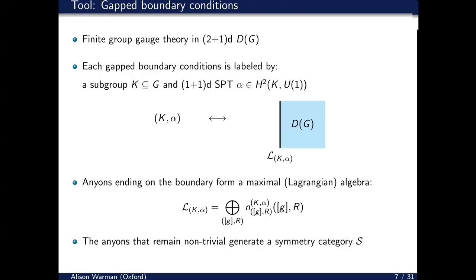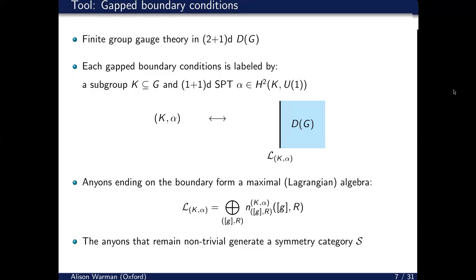Now, an important tool, both for the symmetry properties of phases and for the quantum information applications, is that of gapped boundary conditions. As I said, for this talk, we will focus on TQFTs for finite group G. And in this case, the boundary conditions are simply labeled by a subgroup, K, and a 1+1D SPT. So remember that the bulk here is in 2+1D. So the boundary is labeled by a subgroup and a 1+1D SPT.